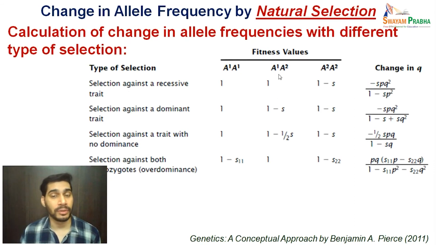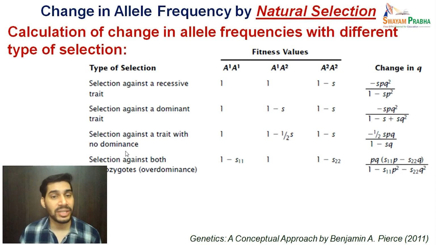Fitness for the heterozygote is also 1, but for the recessive homozygotes it's 1 minus S. So you can use this formula to calculate the change in frequency of q. The same is the case with selection against a dominant trait.